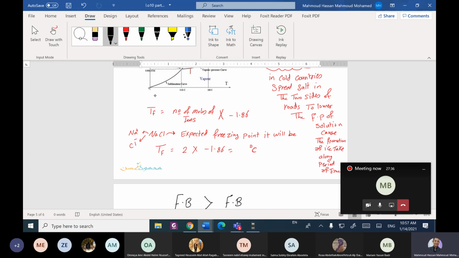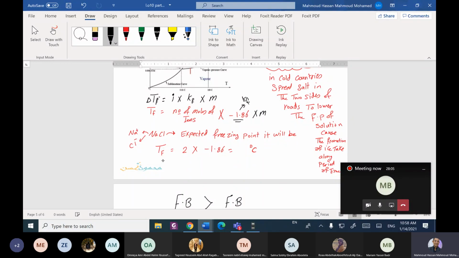To return to delta Tf, it equals i times Kf times molality. In this case, we will find that the value of Kf sometimes will be 1.86, Kf times the molality.